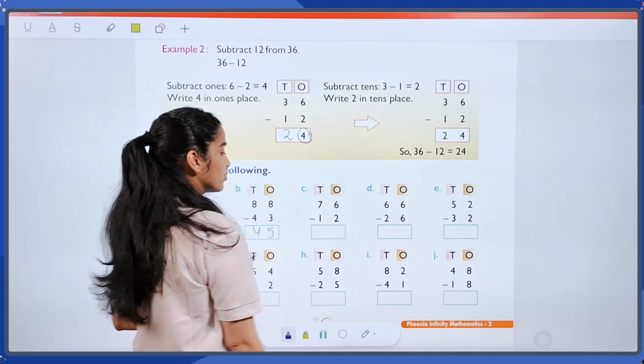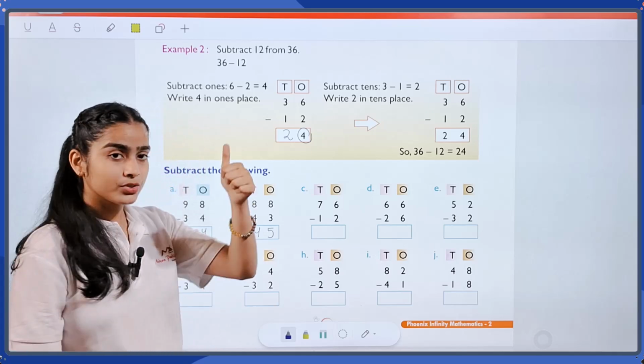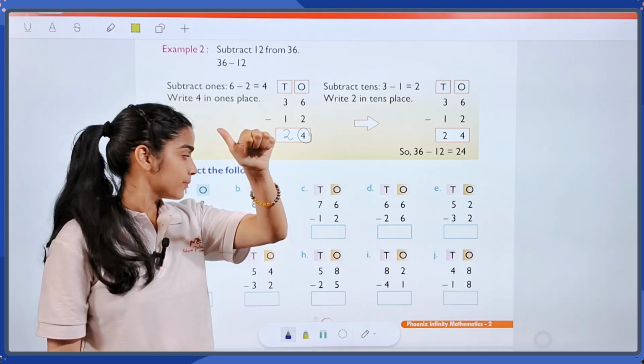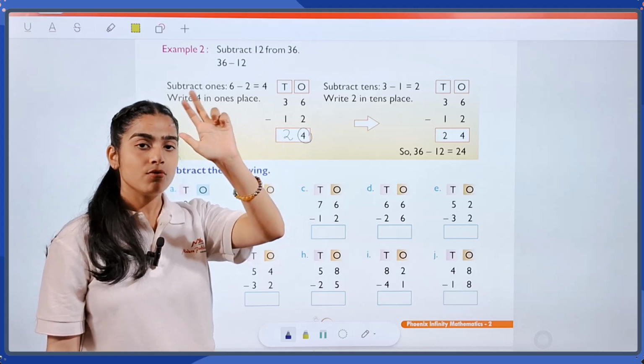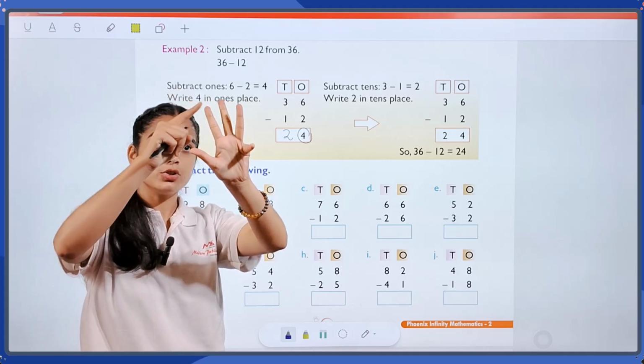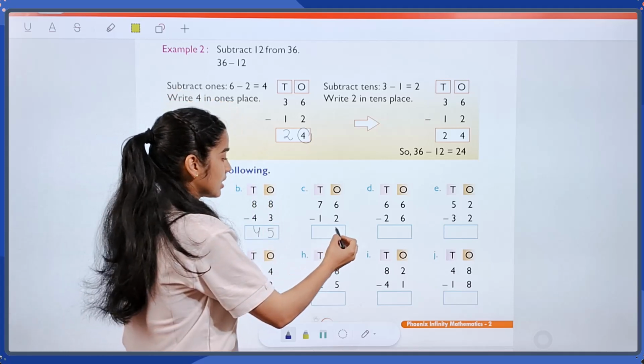6 minus 2. You can start your counting after 2 till 6. So 3, 4, 5 and 6. So how many numbers do you have? You have a total of 4 numbers. 1, 2, 3, 4. So this is your answer, 4.